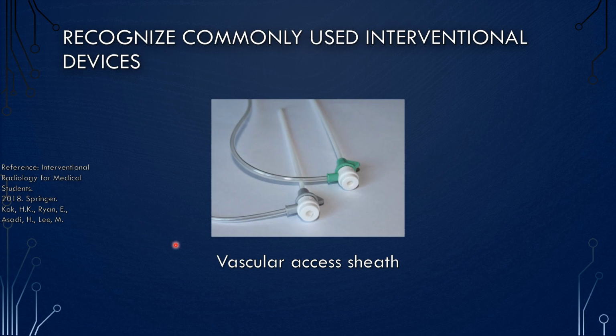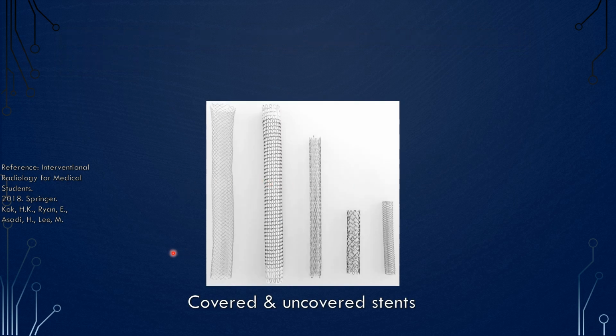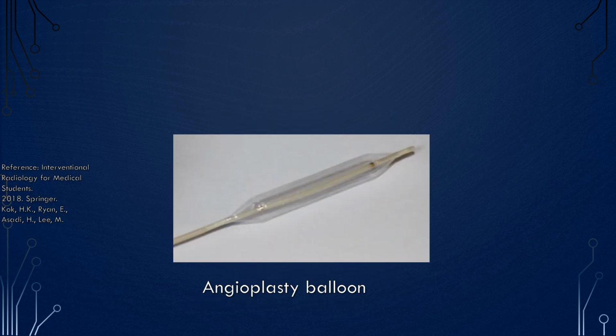The needle would go out and then a vascular access sheath would go in. This acts as a port into the vessel, so that part would be inside the vessel while this part is outside the patient, and then a wire or a catheter can be easily introduced in and out from the groin. These are example stents, covered such as this one or uncovered such as that one. They come in different sizes, shapes, and different uses.